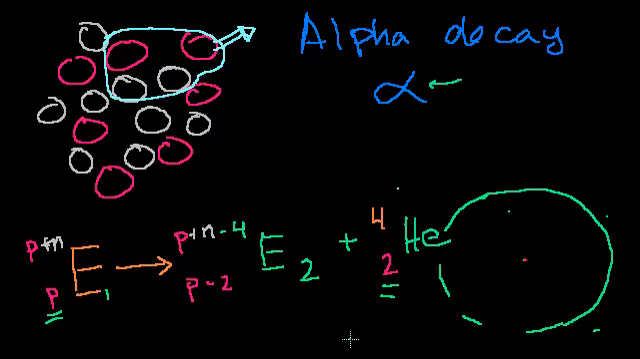Because it's a helium nucleus and it has no electrons to balance its 2 protons, you would call this a helium ion. It has no electrons, it has 2 protons, so it has a +2 charge. So an alpha particle is really just a +2 charged helium ion that is spontaneously emitted by a nucleus just to get to a more stable state.